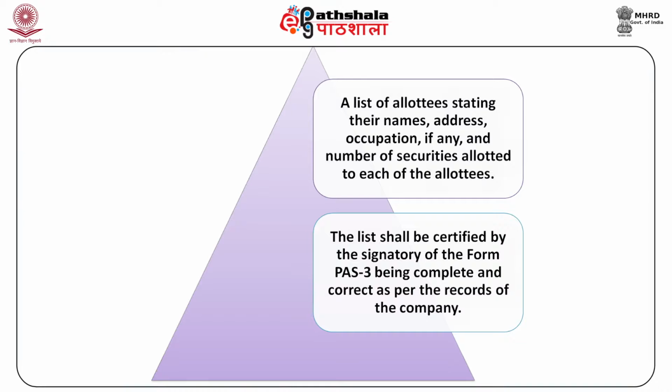First, a list of allottees stating their names, address, occupation if any, and number of securities allotted to each of the allottees. Second, the list shall be certified by the signatory of the form PAS-3 as being complete and correct as per the records of the company. Third, in the case of securities, not being bonus shares, allotted as fully or partly paid up for consideration other than cash, there shall be attached to the form PAS-3 a copy of the contract, duly stamped, pursuant to which the securities have been allotted, together with any contract of sale if relating to a property or an asset, or a contract for services or other consideration.